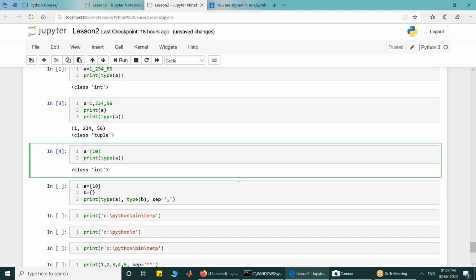Sudhanshu Sharma is saying set. Remember, set is with braces, it is not with parentheses. If I have to make it a set, I have to enclose it within braces. Sudhanshu, so it is not a set, it is an integer. Now quickly tell me, if I want to make it a tuple, how should I do it? What is the one character that I should put to make it a tuple? I want to make A a tuple. Yes, very much right. Add a comma.